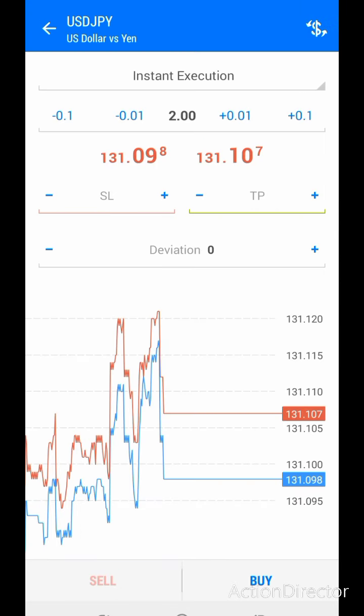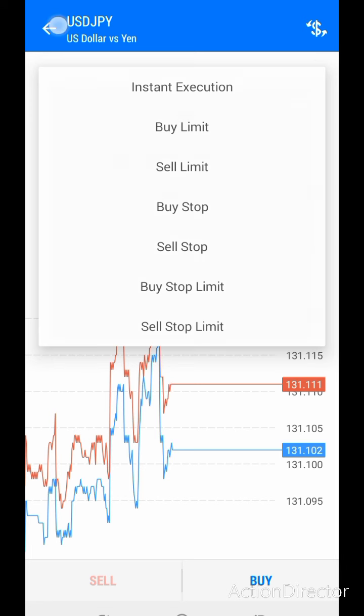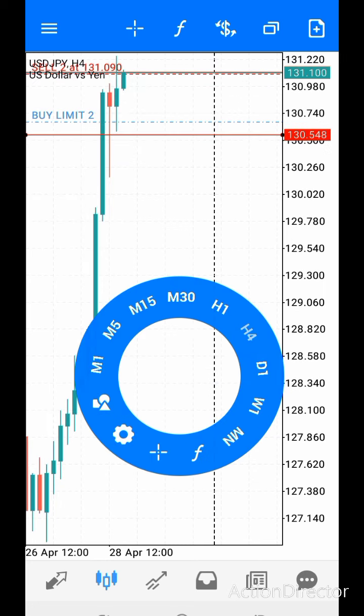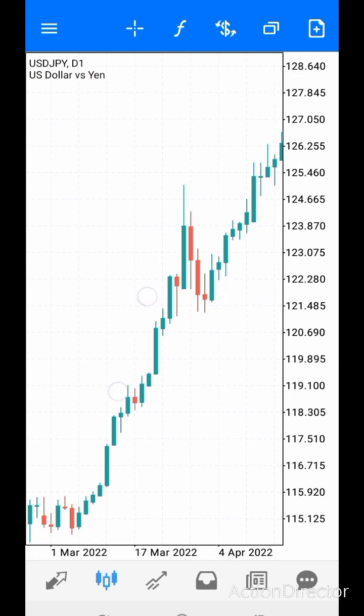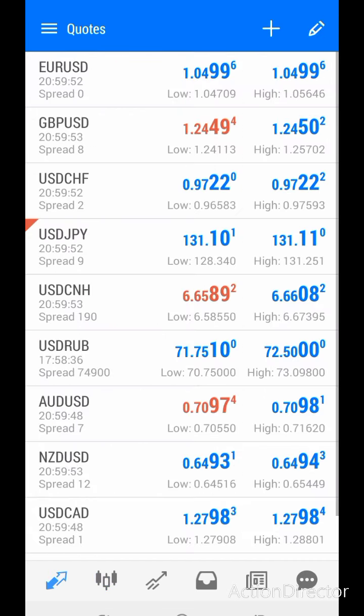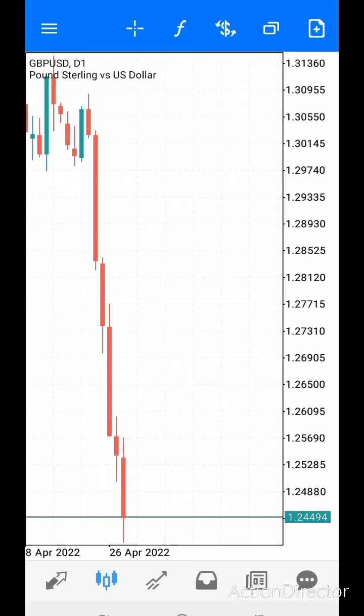Now the opposite of buy limit happens to be what? Sell limit. The opposite of buy limit happens to be sell limit, which means you are placing a sell limit above the current price. All right, let me go to a higher time frame where this might be explained better. Or better still, let me go to another trade that might be clearer.